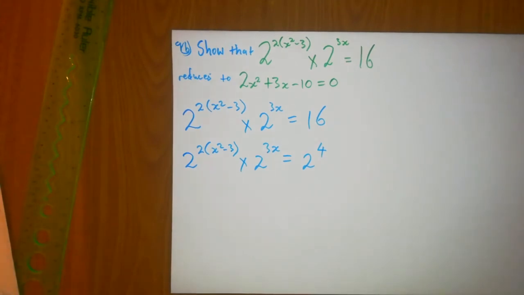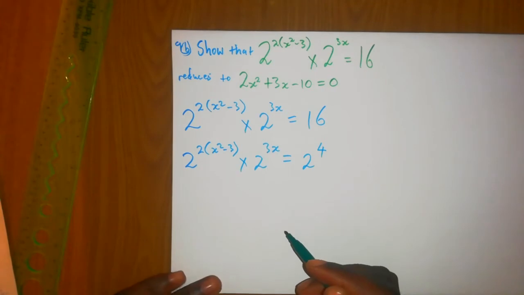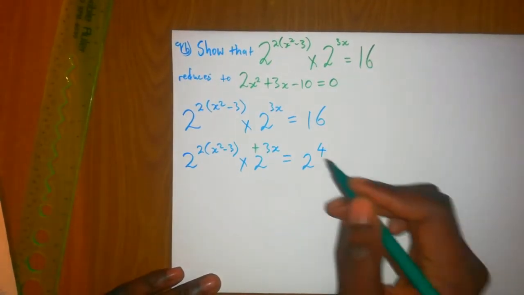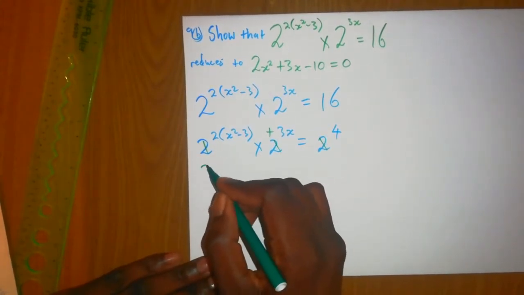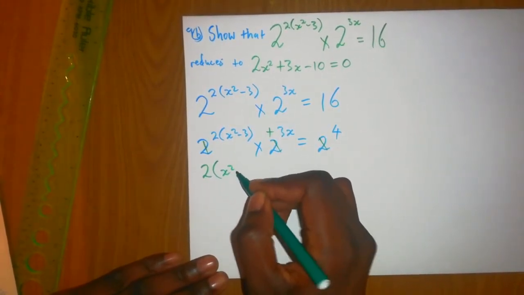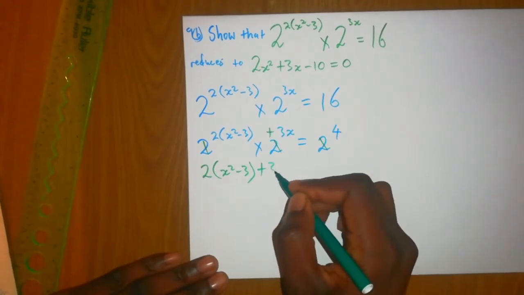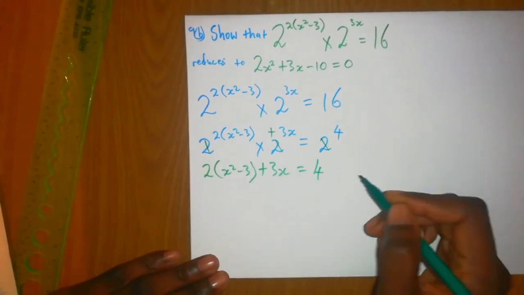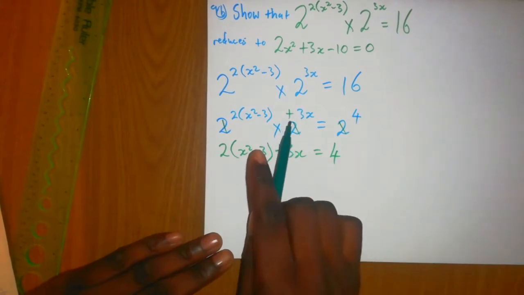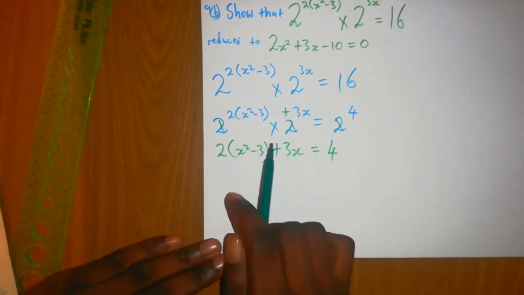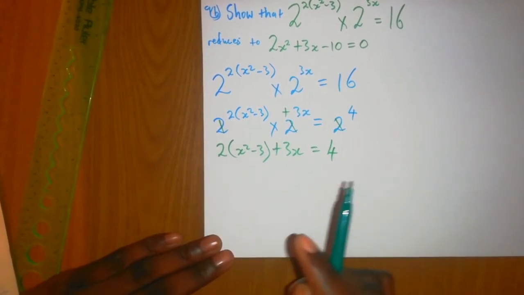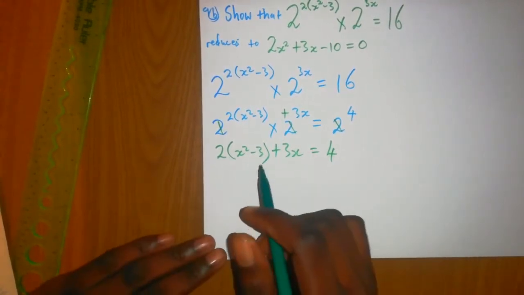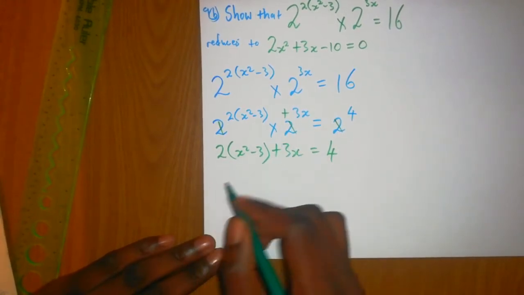Then here I'm supposed to introduce a sign. Since I want to cancel out here, I'm going to put a positive sign there. Then I cancel these twos. I'm going to proceed with that one: 2 bracket x squared minus 3 plus 3x is equal to 4. Most of the students tend to forget to put that positive sign. They will continue with that multiplication sign, which is automatically wrong just because you didn't apply the concepts of what? Of indices there.